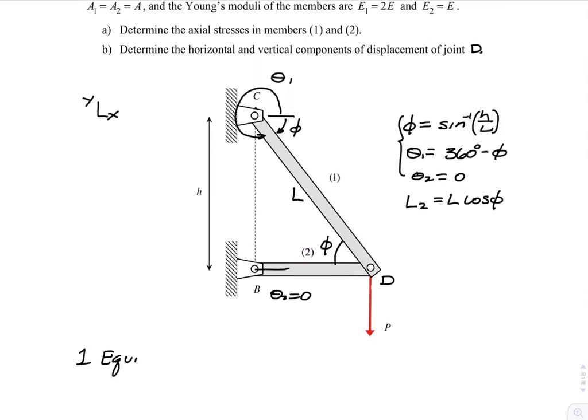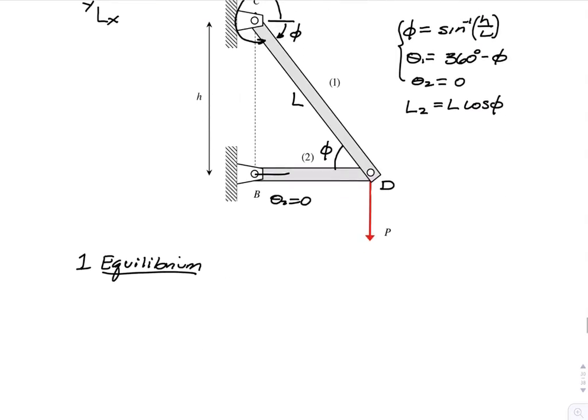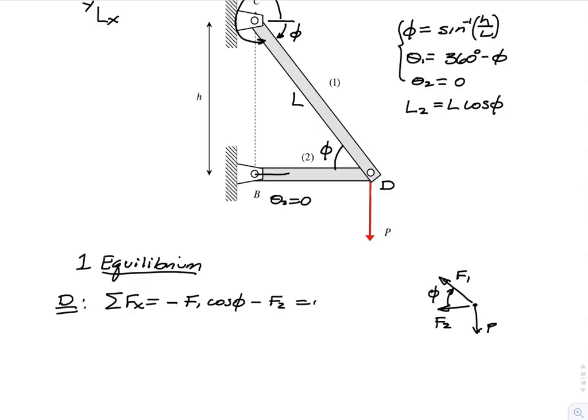Let's look at equilibrium. I'm going to do a node equation for joint D. Applied force P. We have the member force F2. We have a member force of F1. Keep in mind that that is at an angle of phi. So when we sum forces in the x direction for joint D, I have minus F1 cosine phi minus F2 is equal to 0.